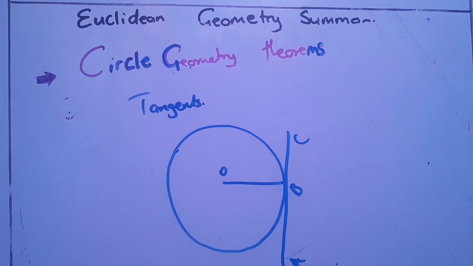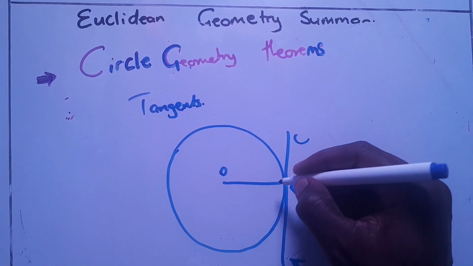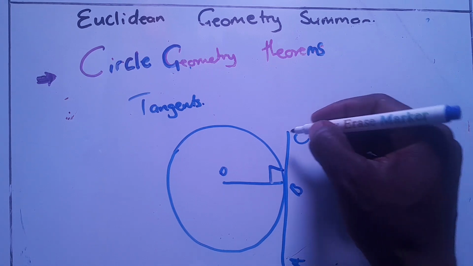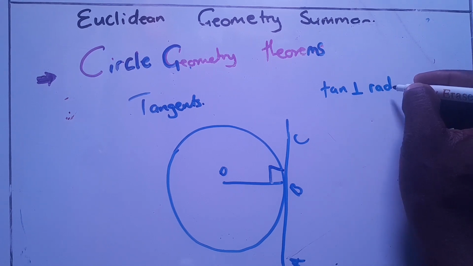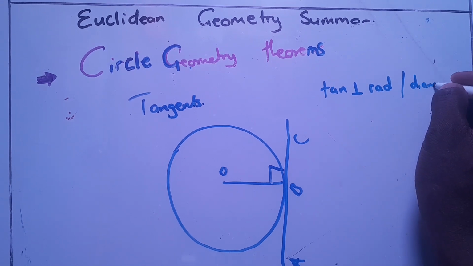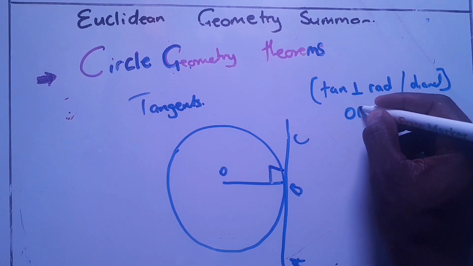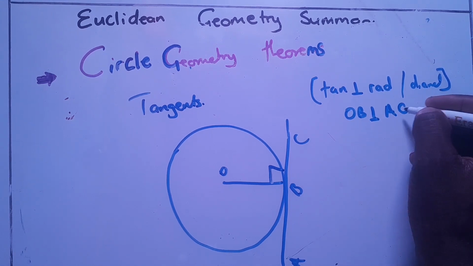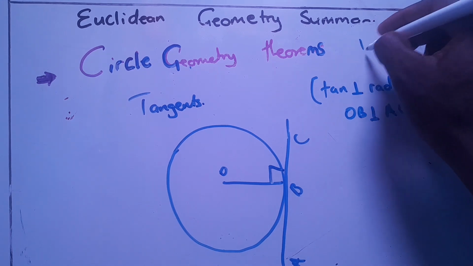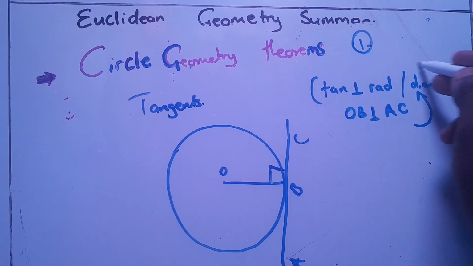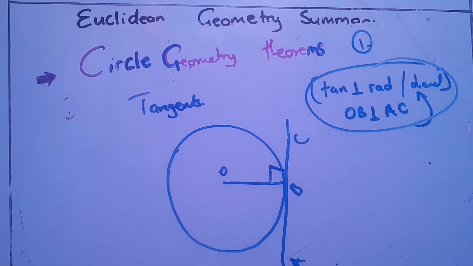So let's talk about the tangent. One thing that you must know is a tangent is always perpendicular to the radius or the diameter, right? So tangent is perpendicular to radius or diameter, right? We can see that OB is perpendicular to AC because a tangent is always perpendicular to the radius, right? So that's one thing. If you're given that you're having a tangent, you check for this. And the other thing that you check for is this. This is a bit complex, but just check.